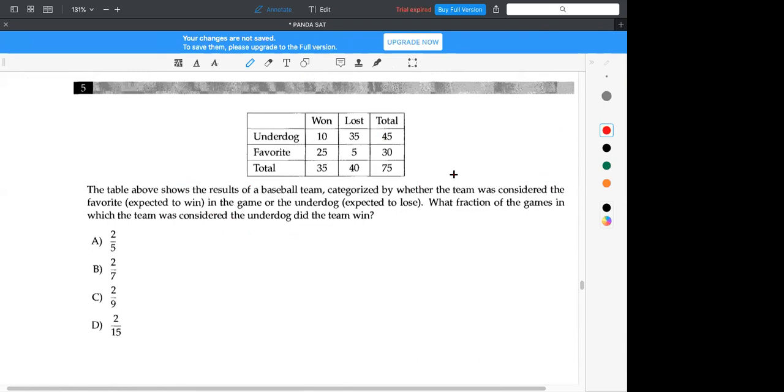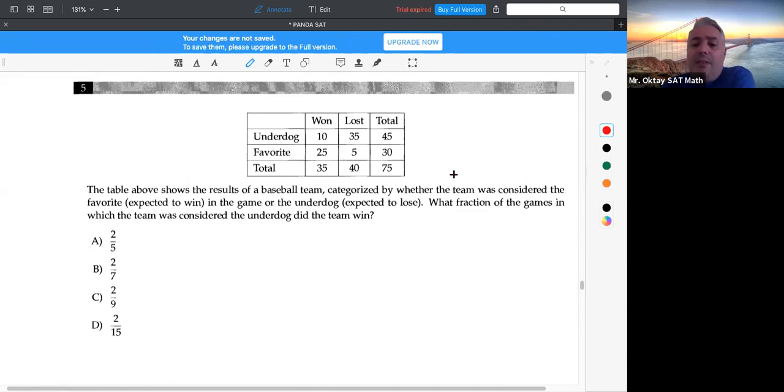The table above shows the result of the baseball team, categorized by whether the team was considered the favorite, which means expected to win the game, or underdog, expected to lose. What fraction of the games in which the team was considered the underdog did the team win? Interesting. Understand the table? So underdog means it is expected to lose the game.